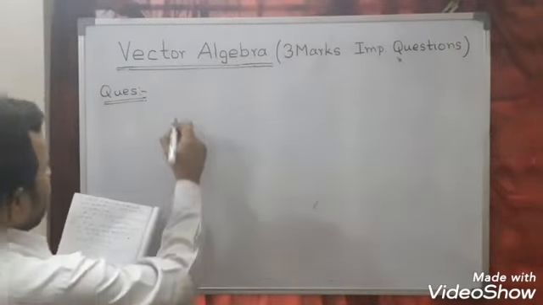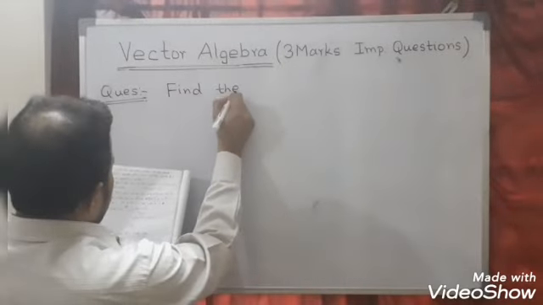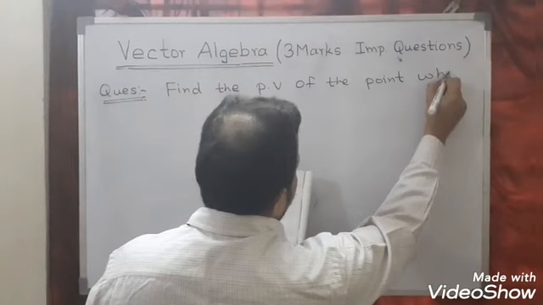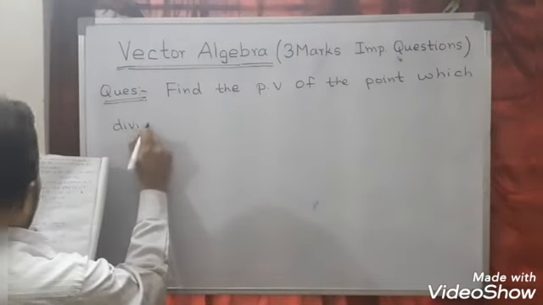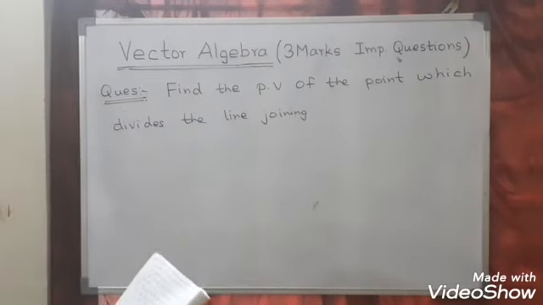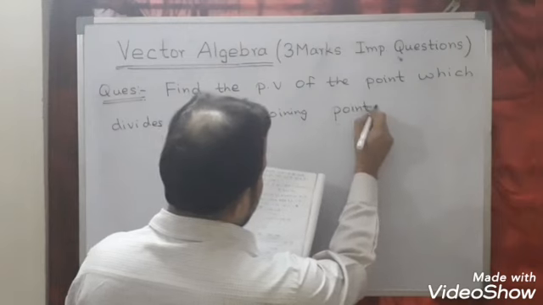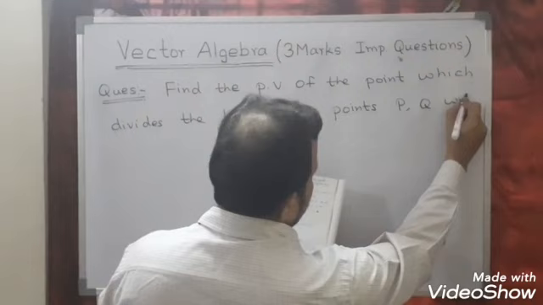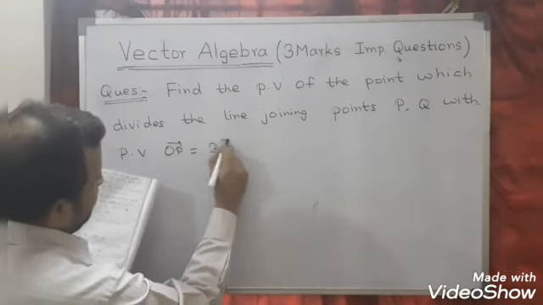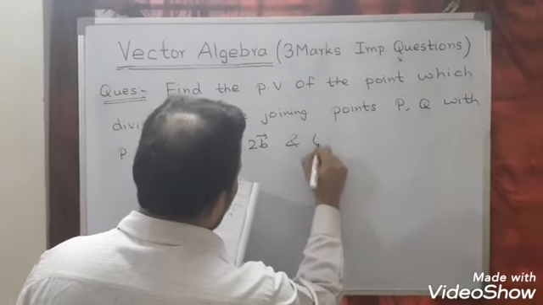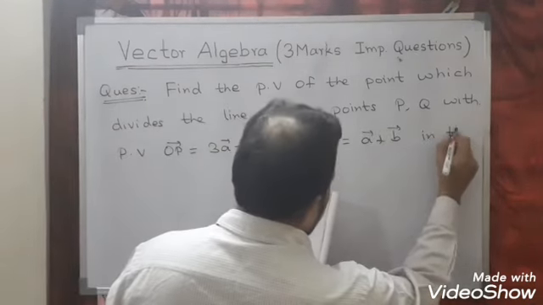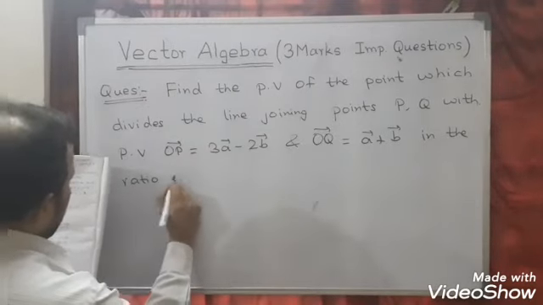Here the question is, find the position vector of the point which divides the line joining points P and Q with position vectors OP vector is equal to 3A vector minus 2B vector and OQ is equal to A plus B in the ratio 2:1.